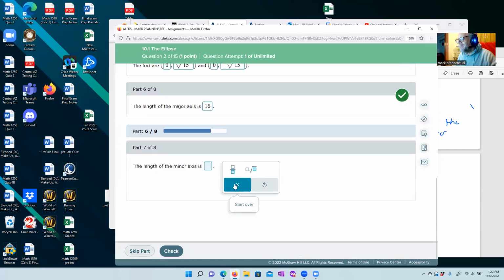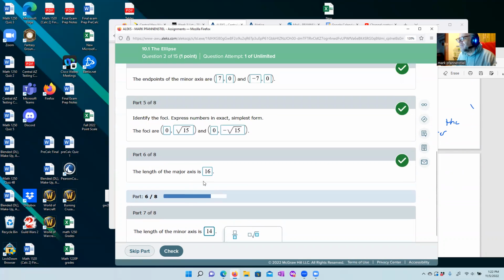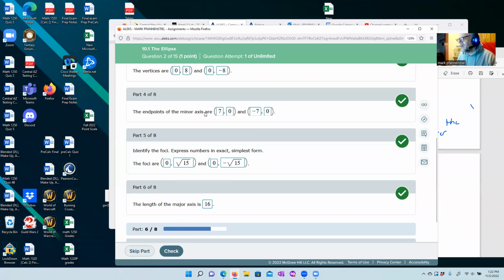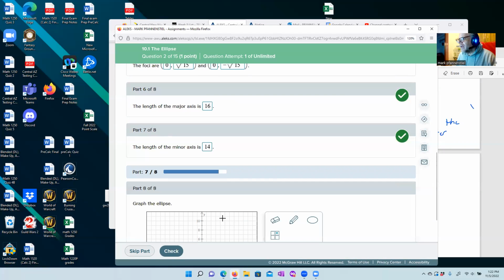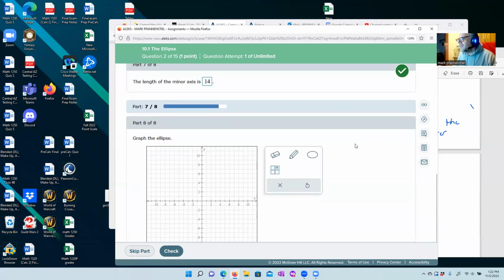Right. Great. Length of the minor axis. This one's going to be a little bit easier. It's going to be the same idea. 7 minus -7, because that's our minor axis. 7 minus -7. Let's check. All right, hooray! And now we're going to graph the ellipse. So we're ready to plot some points.